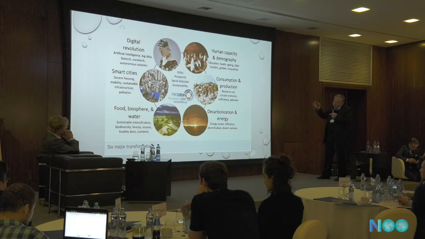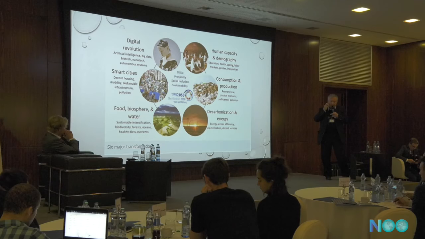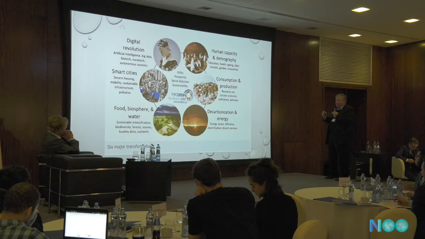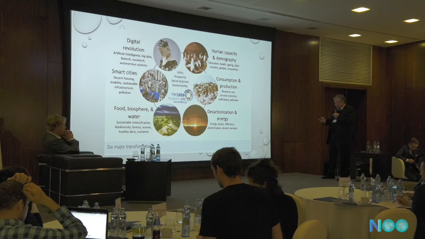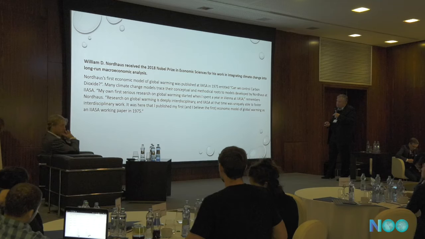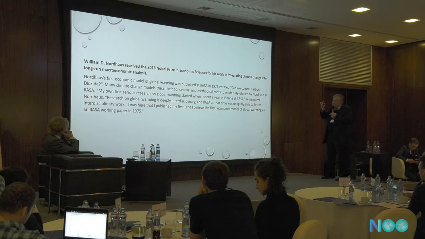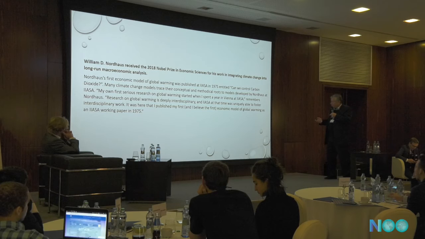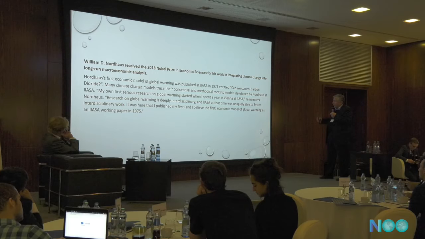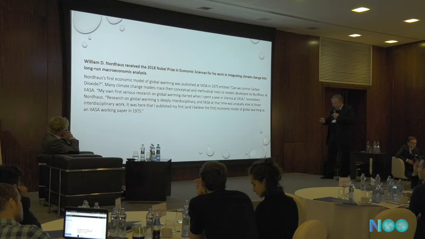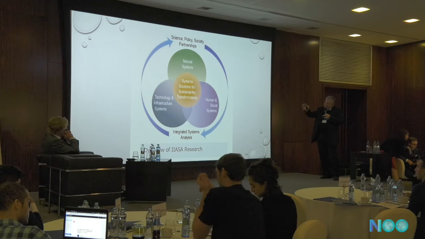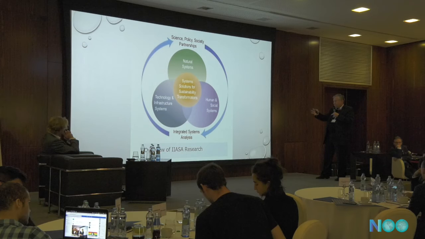You see that it's not really seven main goals which are discussed here, but it is practically the agenda of World 2050 and sustainable development in all these six areas. It is just one small interesting piece of information that the Nobel Prize winner for economics this year started at IIASA, and that was the first publication integrating climate change into long-run macroeconomic analysis. The system of thinking in IIASA is system solutions for sustainable transformations.